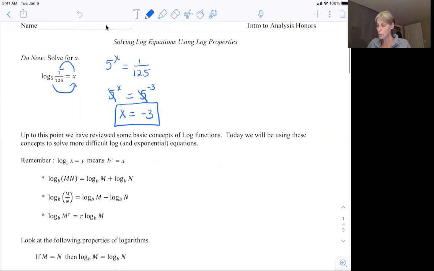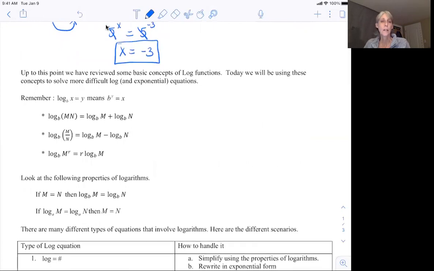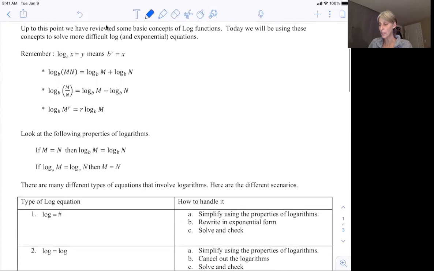All right, so up to this point, we've reviewed some basic concepts of log functions that you should remember from your Algebra 2 class. Today we're going to be using these concepts to solve more difficult log and exponential equations. I want to point out to you that these are all equations you already know how to solve.